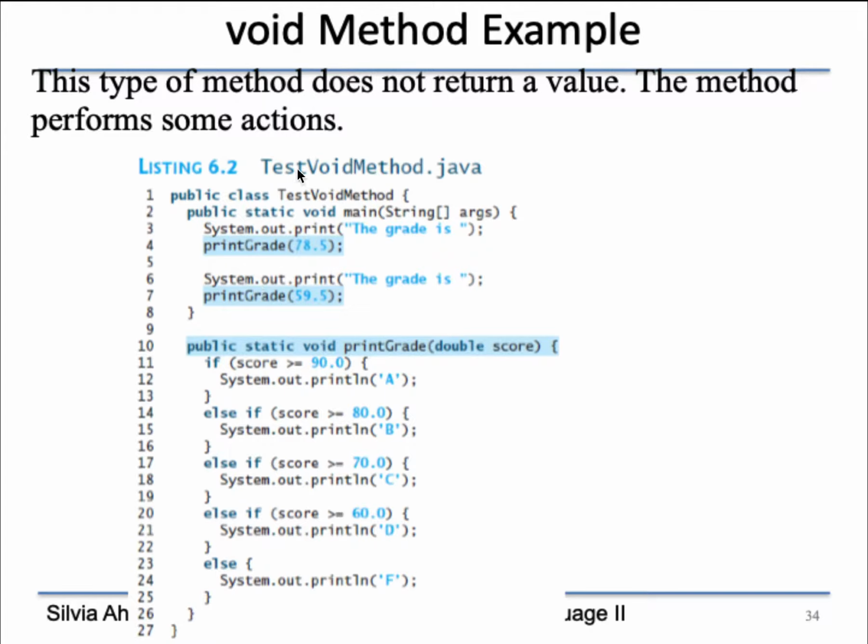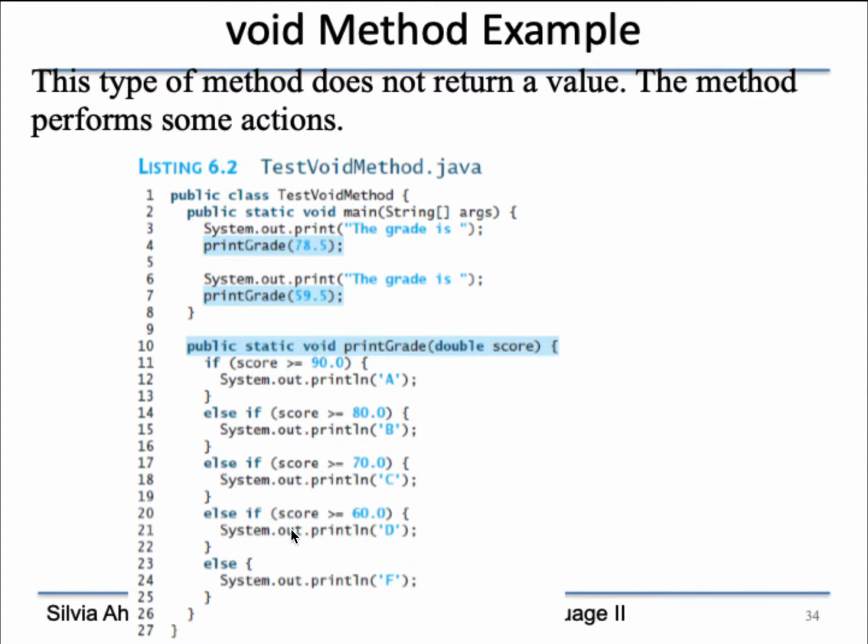So let's look at this example where we have a void method printGrade, which takes in a double value and the return type is void. Inside this method, it compares the score against some values and simply prints a specific grade. It does not return anything, so that's why the return type is void.